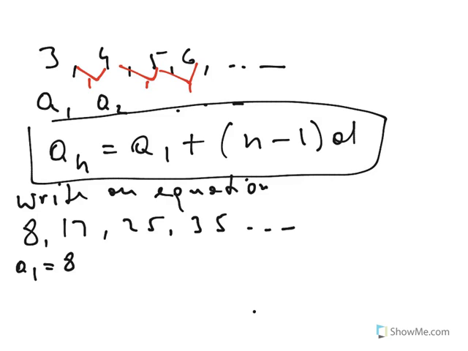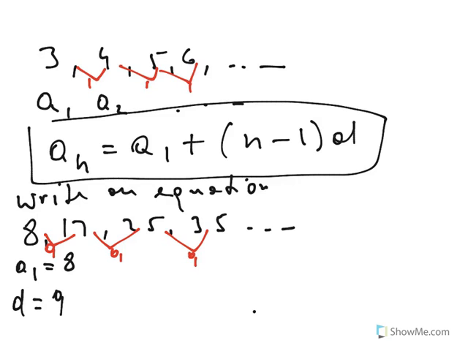To find the common difference, we said take the second term minus the first term. 17 minus 8 gives me 9. 26 minus 17 gives me 9. 35 minus 26 gives me 9. So in this case, the common difference is equal to 9.